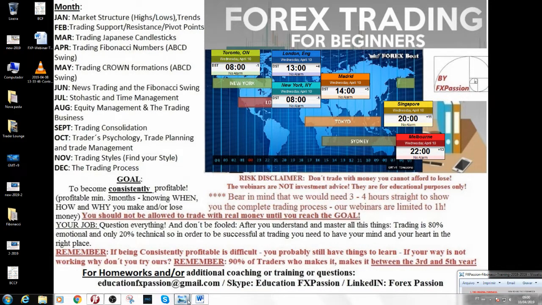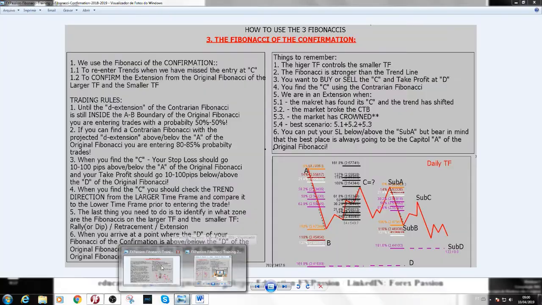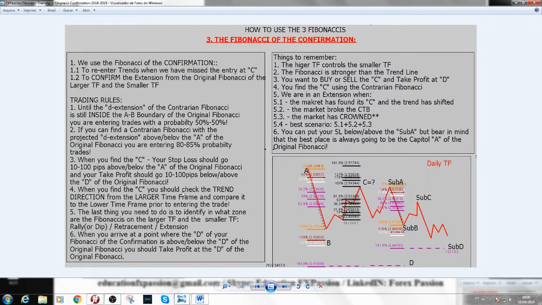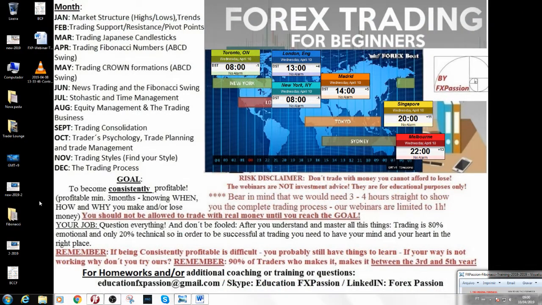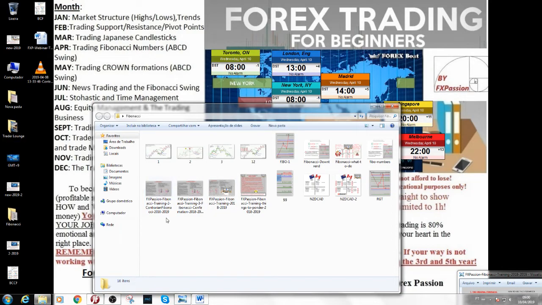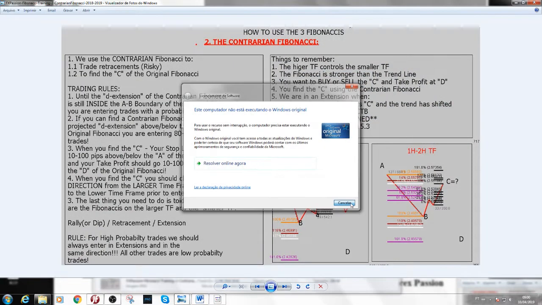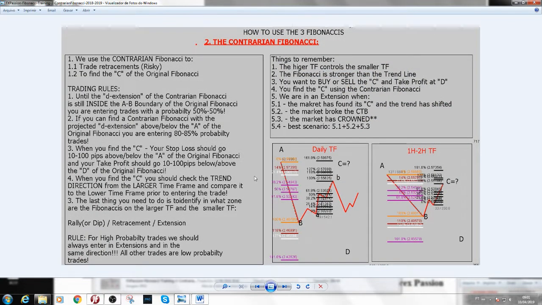So let's talk about the Contrarian Fibonacci. We sent you a recorded webinar yesterday. I hope you all watch it and learn it. So how to use the 3 Fibonacci's, the Fibonacci, this is the Fibonacci of the confirmation. Yes, there is one more Fibonacci coming, so Contrarian, there you go. This is the Contrarian Fibonacci.